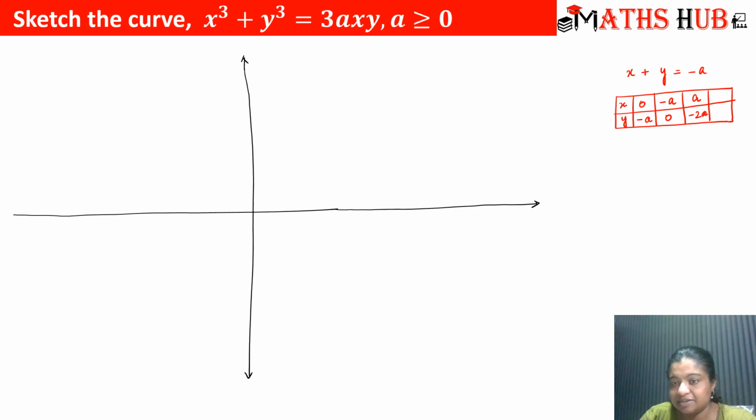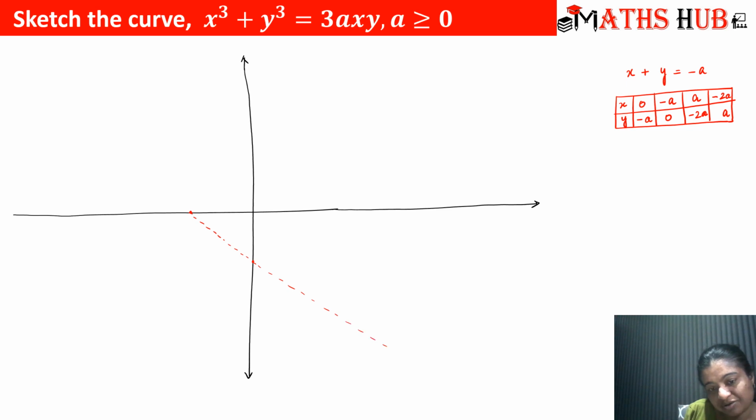And if I put y is equal to minus a over here, this would be the same point. So let me put y is equal to a. I will get x as minus 2a. So these are my points. So (0, minus a) is here. Then (minus a, 0) is here. Then (a, minus 2a) would be somewhere here, and (minus 2a, a) would be somewhere here. So I'll get this as my asymptote.